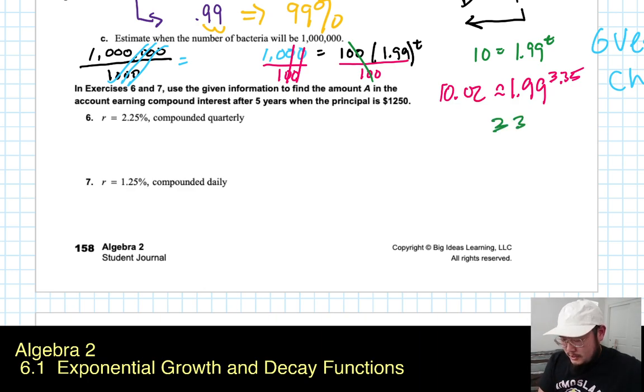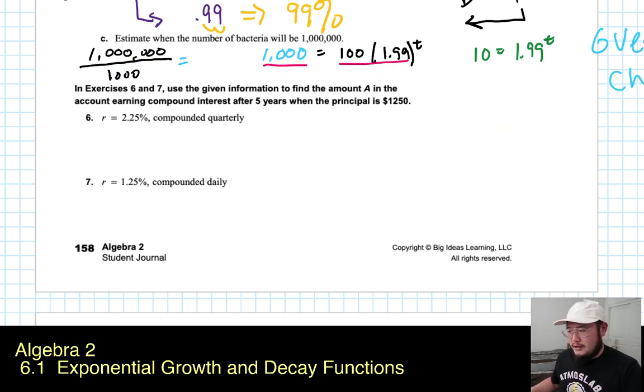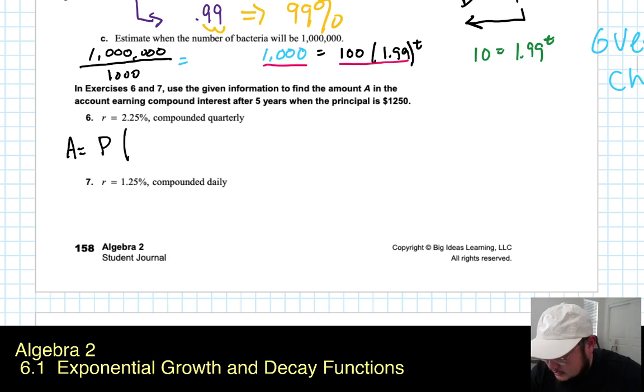So how do we put all this together? First off, we've got an equation. Let's go ahead and write down what the equation is. A is equal to P, which is once again your principal, times parentheses 1 plus R, which is your rate, over n, and then raised to the nt power.